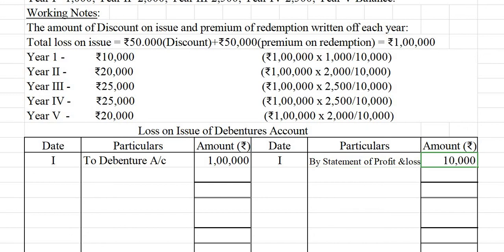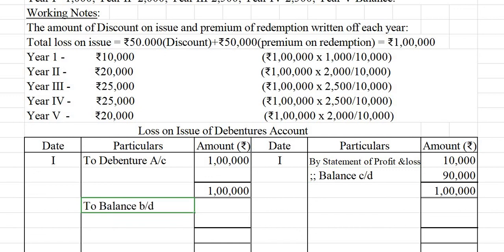Now shall we balance it? Yes, total 1 lakh is taken to the credit side. The balance will be 90,000 rupees. So, balance carry down. That will be written as balance carry down. And again it should be taken to the next year as opening balance.